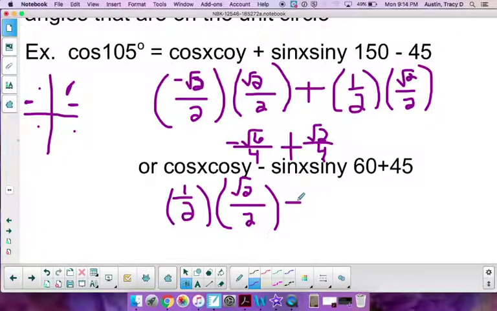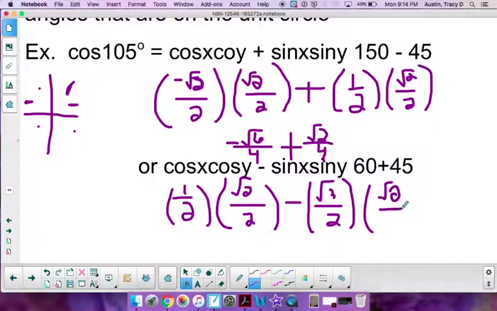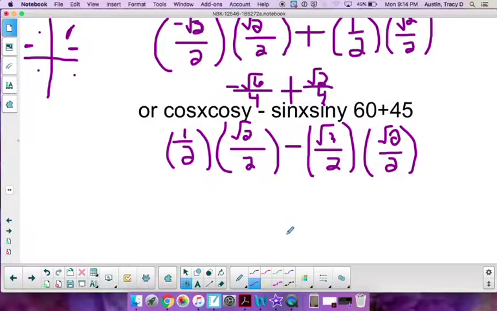Okay, and then minus in this case. Sine of 60 is root 3 over 2, and sine of 45 is root 2 over 2. And that's why either one would be considered a correct answer, because if you notice, if we do this as an addition problem, what we end up with is root 2 minus root 6 all over 4.